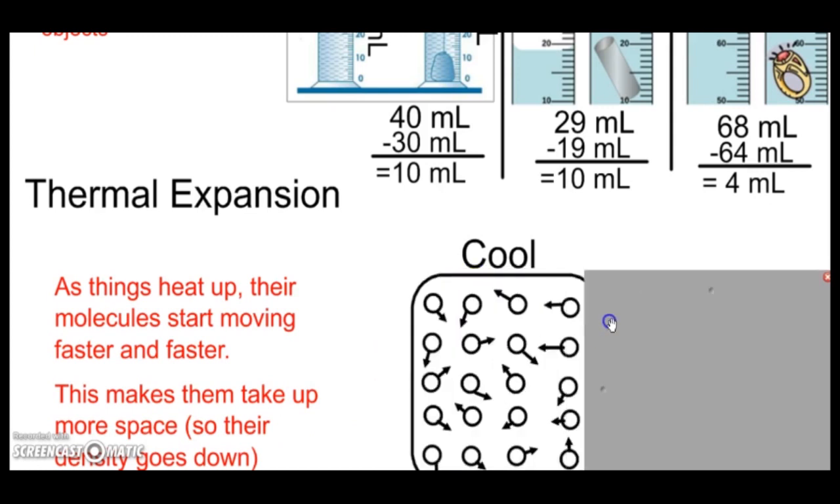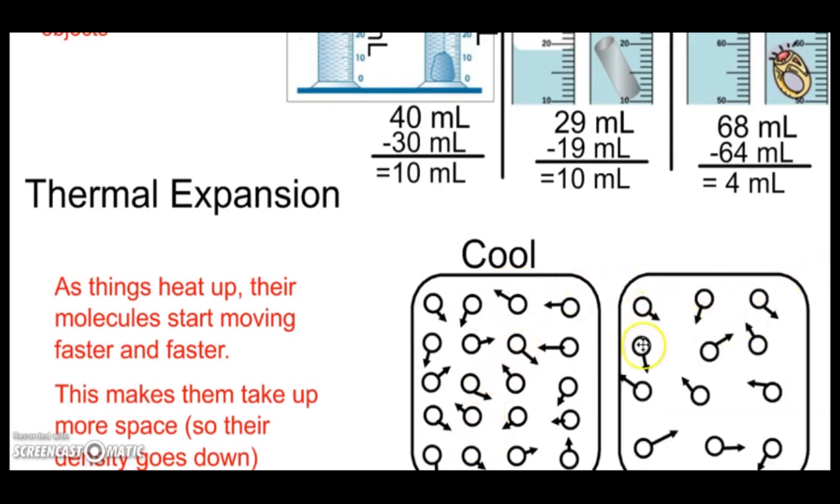Okay, so let's take a look at a cool object. Those molecules are moving at a kind of a slow pace. However, if you heat them up, and by adding heat you're making the molecules move faster, what you end up with is the molecules moving faster and faster, but they're also taking up more space. So as you draw this, make sure you notice that these are closer together and not moving very quickly, but these have more space between them and therefore have a lower density.